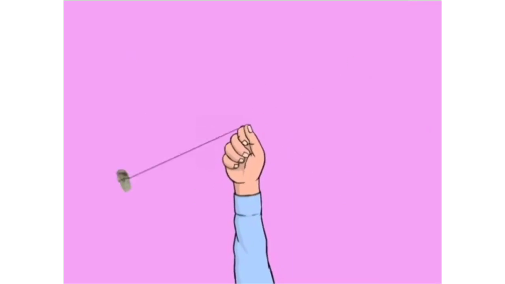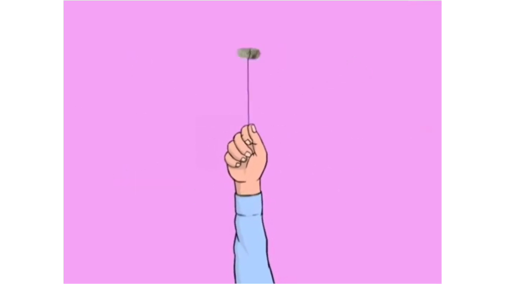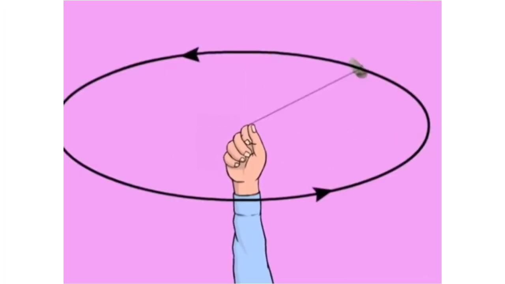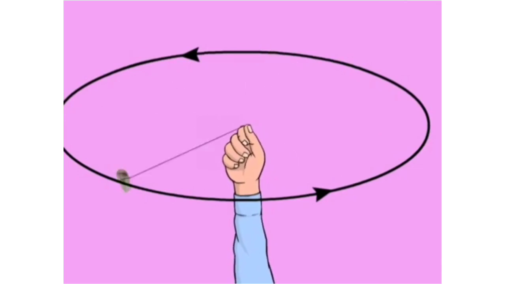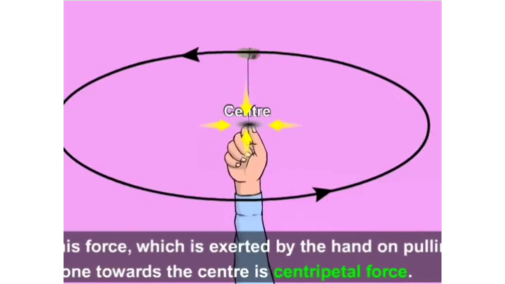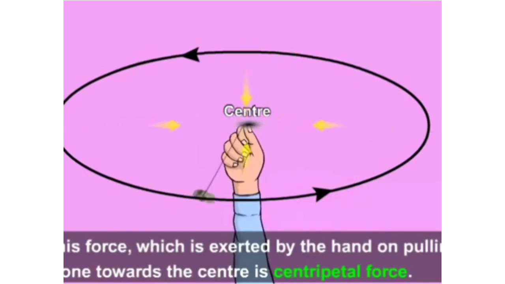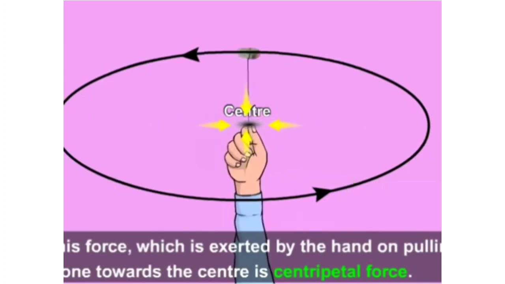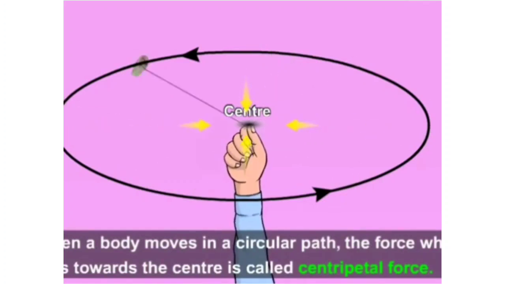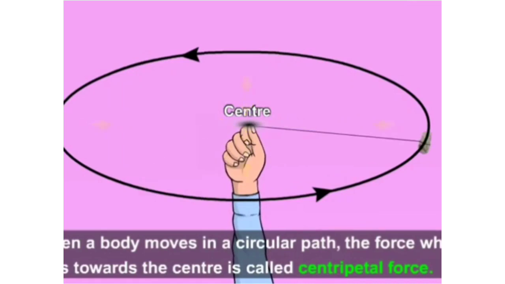Your hand should exert a continuous force on the stone to maintain the rotation of the stone in the same circle. This force, which is exerted by the hand on pulling stone towards the center, is centripetal force. Hence, when a body moves in a circular path, the force which acts towards the center is called centripetal force.